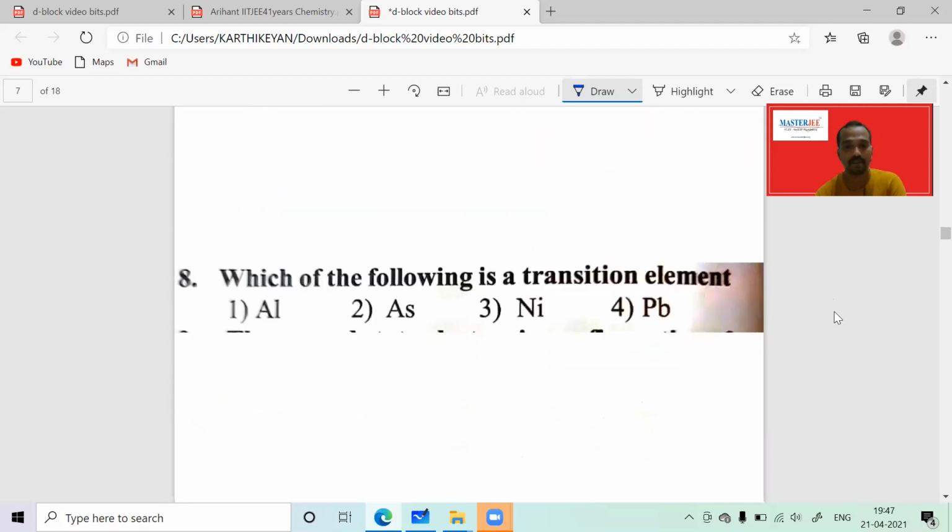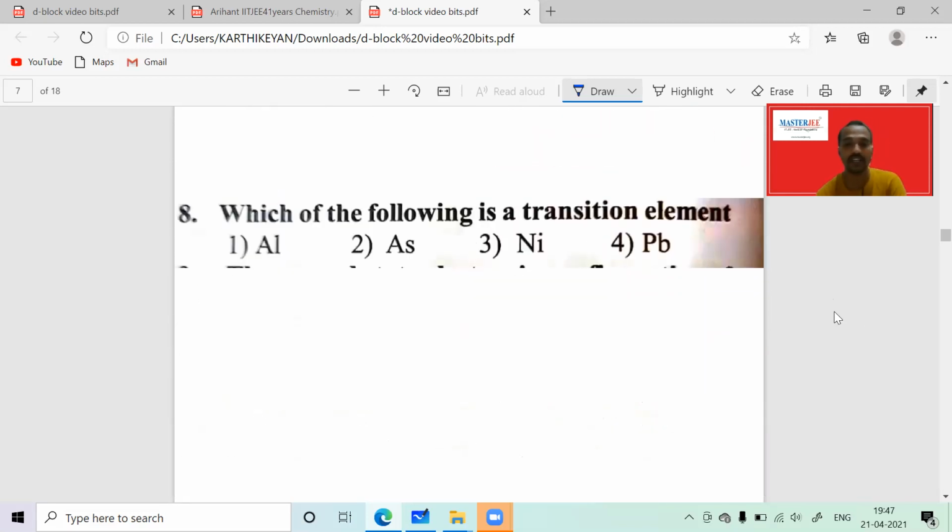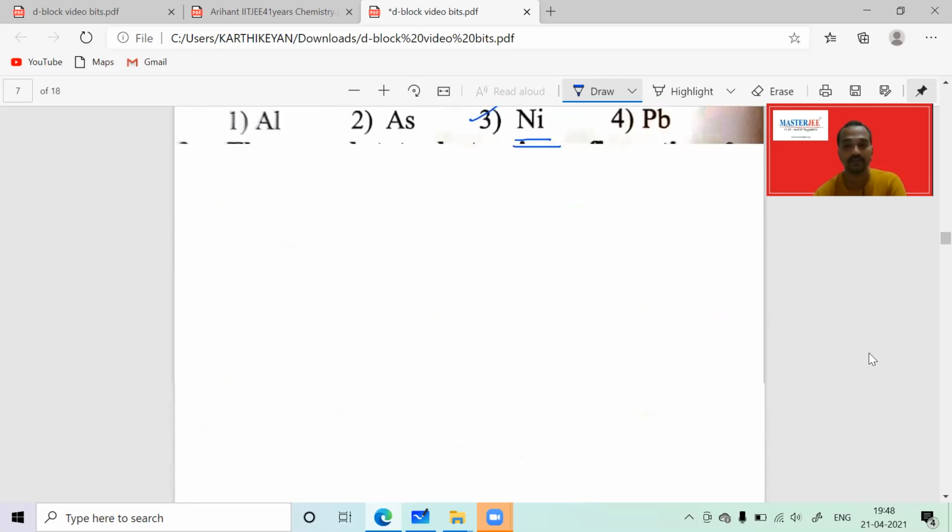Next, which of the following is a transition element? Aluminum is not, arsenic is also not, nickel is a transition element. Aluminum, arsenic, lead are all p block elements. Nickel is the only transition element.